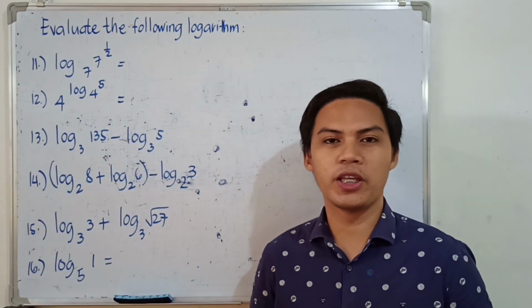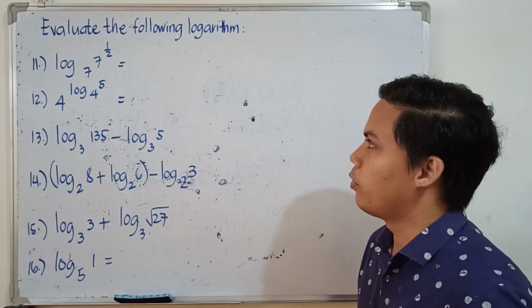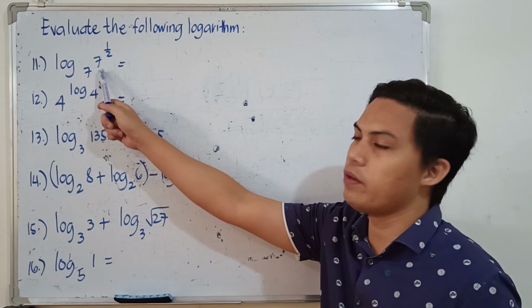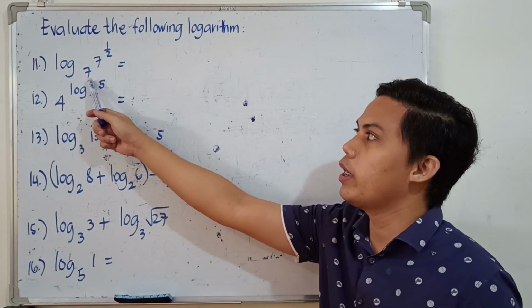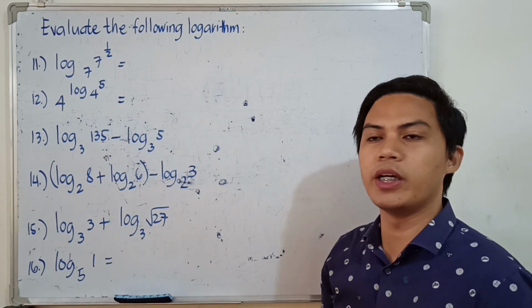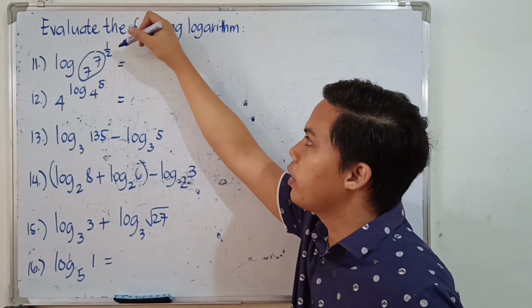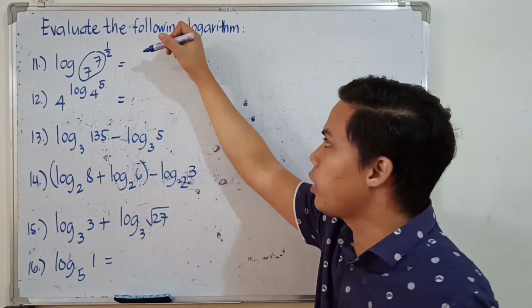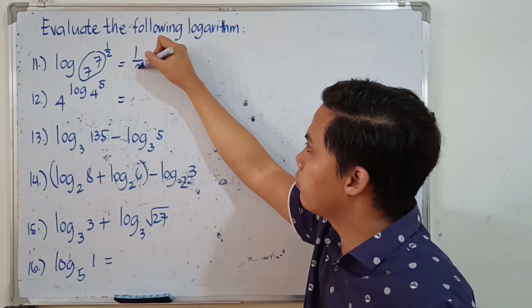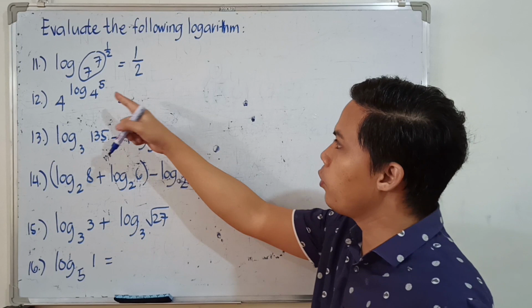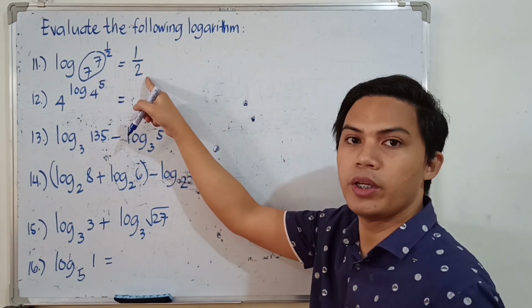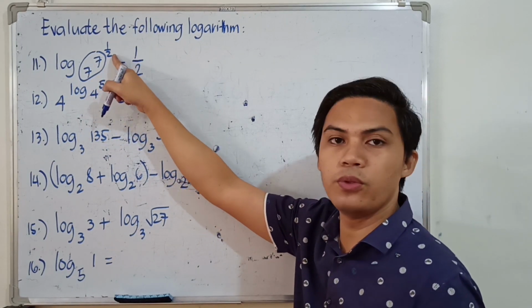Let's have another set of examples. So let's say we have the logarithm of 7 raised to 1/2 to the base 7. So same lang ng property kanina. So since these are the same, yung base natin, then the answer would be equal to the exponent. Okay? Kasi if we're going to check, 7 raised to 1/2 is equal to 7 raised to 1/2.